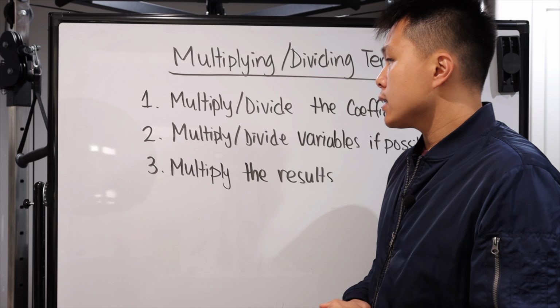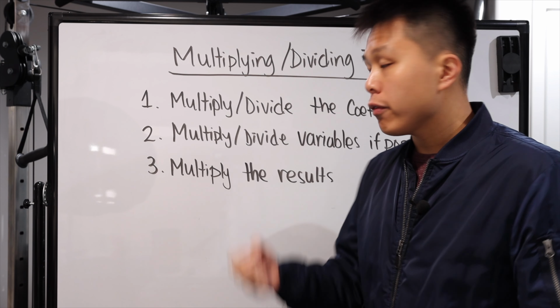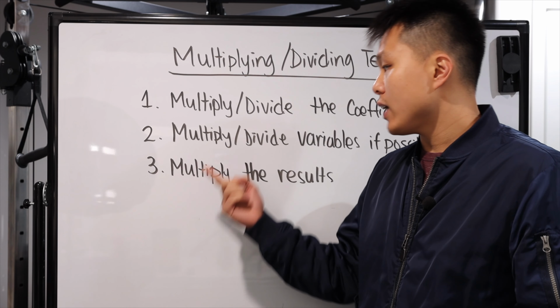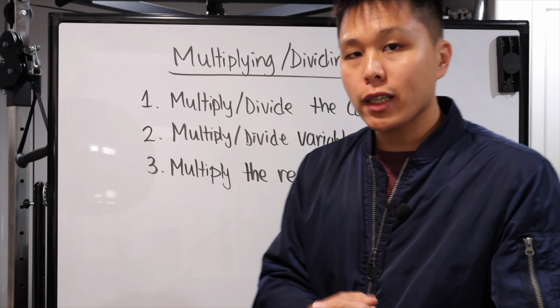Lastly, here's the key difference, right? Notice that the first and second step is multiply or divide based on the problem itself. However, it doesn't matter if you're multiplying or dividing the terms, the last step is still the same. You're going to multiply the end results. So let's look at some examples of that.